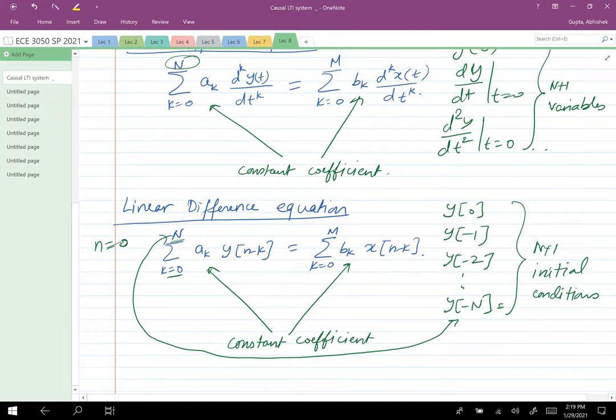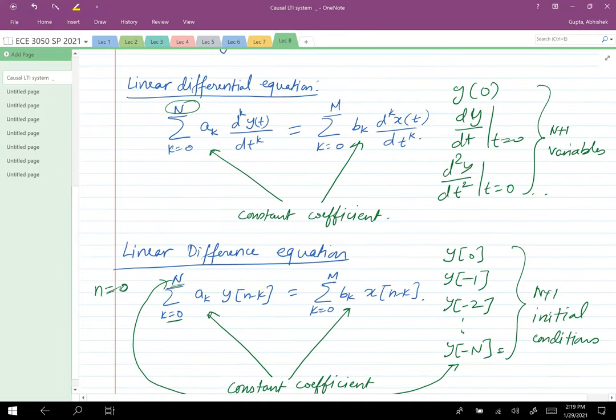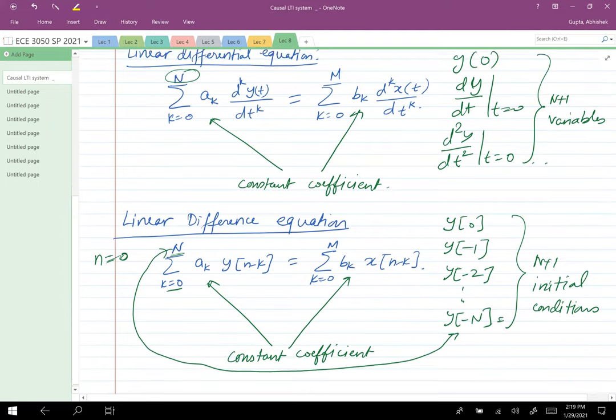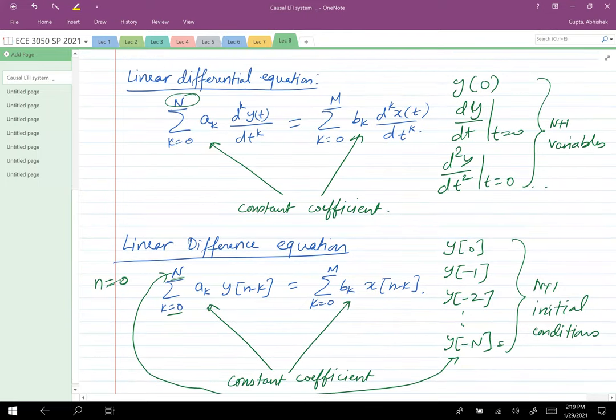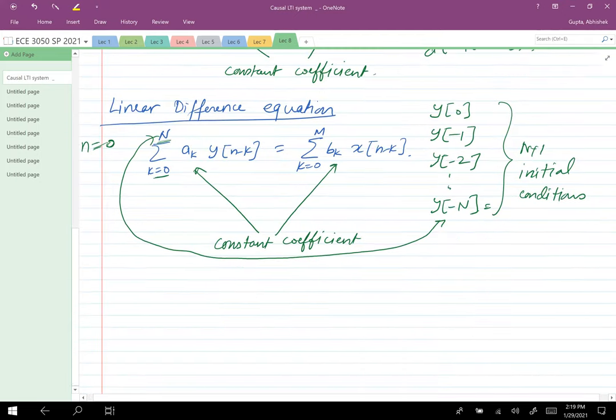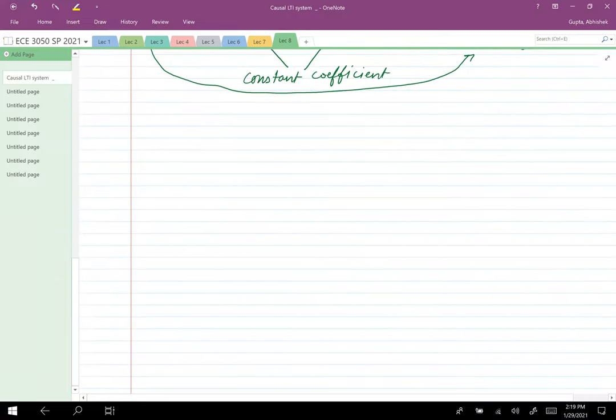So there are a lot of different situations that cannot be modeled by linear differential equations or difference equations, but nonetheless, a large number of systems can be studied within the framework of linear differential equations or difference equations. And that's what we are going to be concentrating on throughout this course. We'll build a comprehensive theory of signals and systems on linear causal LTI systems, which are modeled using either a differential equation or a difference equation.